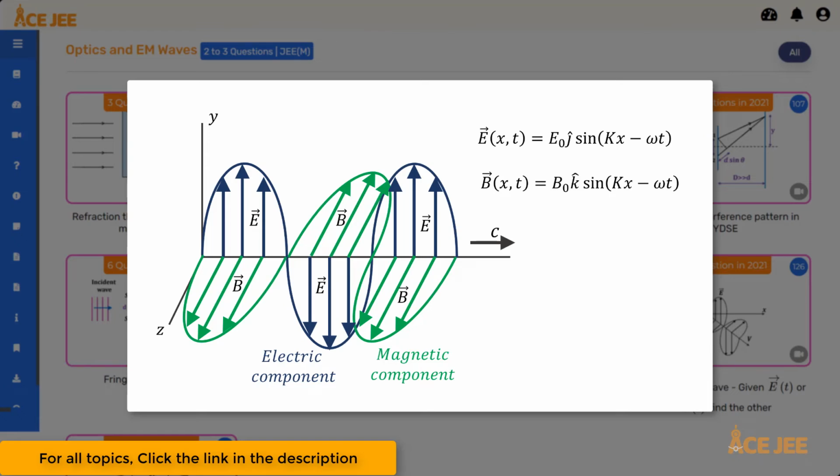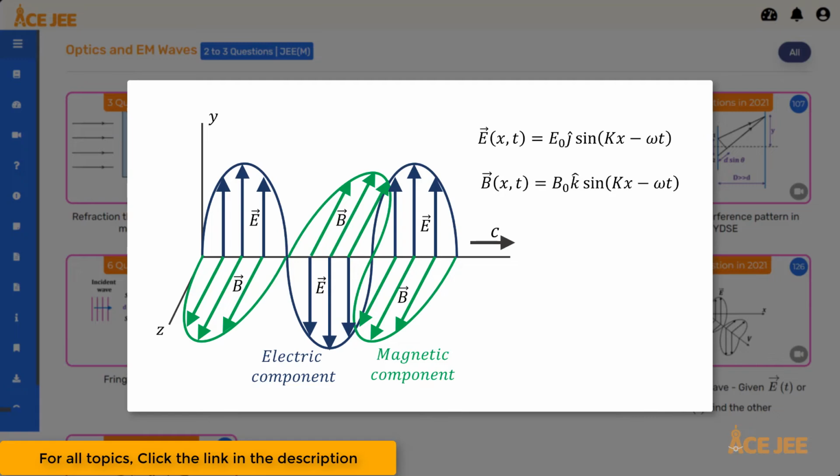For example, the fact that E cross B gives you the direction of travel or propagation of wave, or the fact that the sinusoidal part of the electric and magnetic fields is the same, or the fact that the phase of the sine or cosine term gives you the direction of propagation of wave, the angular wave number, and the angular frequency. Note that the speed of propagation of wave is equal to omega by k, k being the angular wave number, or we can say the speed of wave is equal to lambda times frequency f.